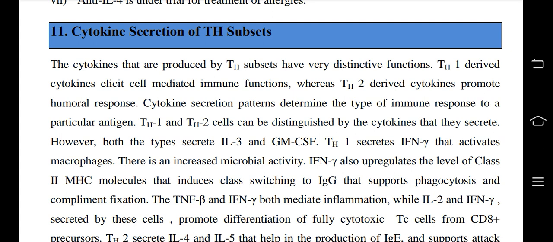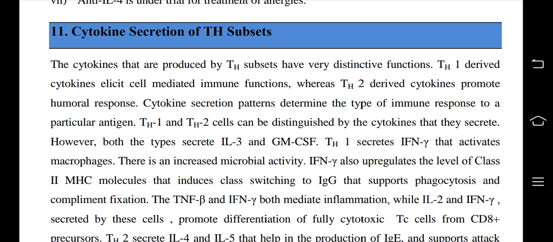Th1 secrete IFN gamma that activates macrophages. There is an increased microbicidal activity. IFN gamma also upregulates the level of class 2 MHC molecules and induces class switching to IgG that supports phagocytosis and complement fixation. The TNF beta and IFN gamma both mediate inflammation, while IL-2 and IFN gamma secreted by these cells promote differentiation of fully cytotoxic TC cells from CD8 plus precursors.